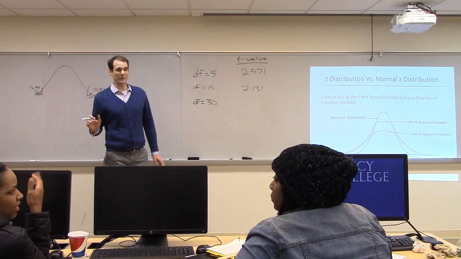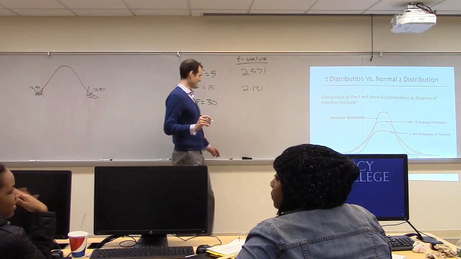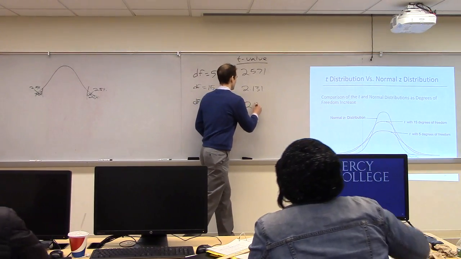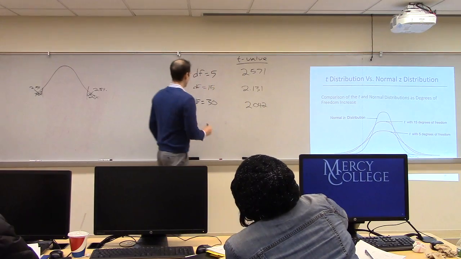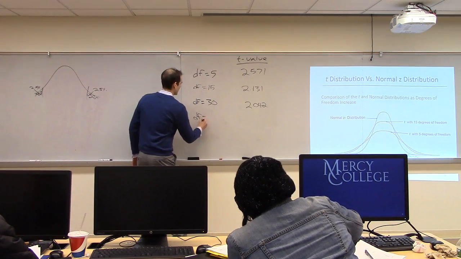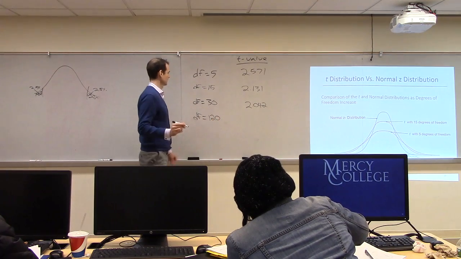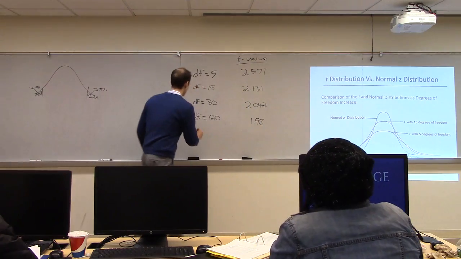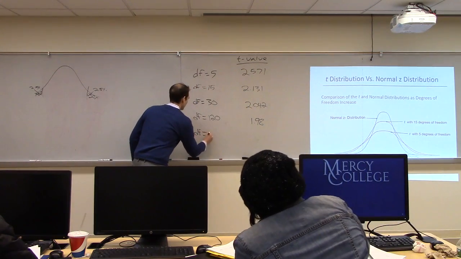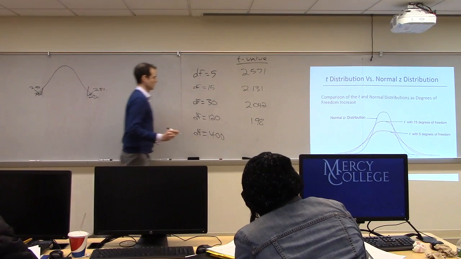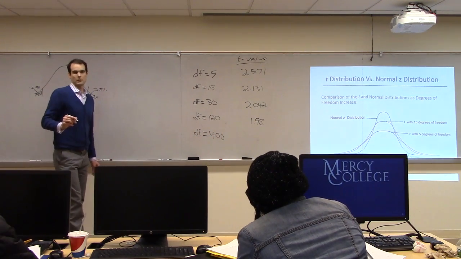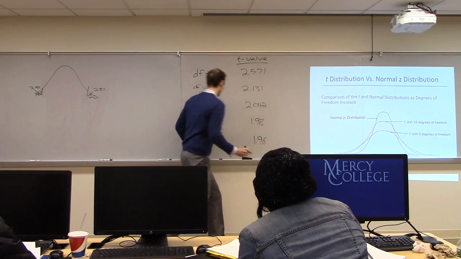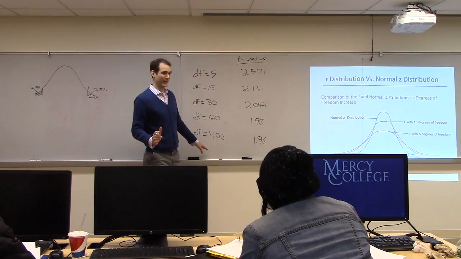Alright, how about degrees of freedom equal to 30? What's the t-value in that case? 2.042. How much? 2.042. Alright, degrees of freedom, 120. 1.980. Okay. Degrees of freedom, 400. I don't got that far. Oh, could you put like 300? 1.96, yes. Alright, so anything above 120, use 1.96.